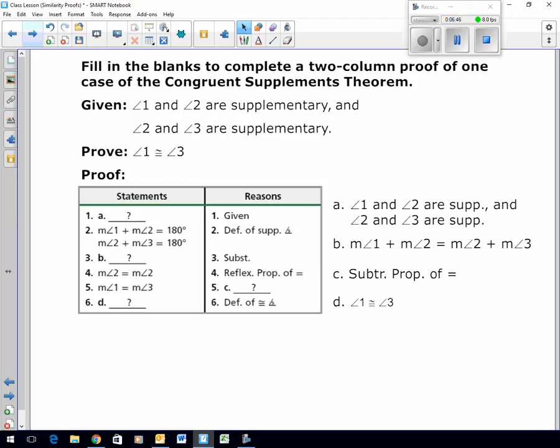Fill in the blanks to complete the two-column proof of one case of the congruent supplements theorem. Given that angles 1 and 2 are supplementary and that 2 and 3 are supplementary, I'm trying to prove that angle 1 is congruent to angle 3. Guys, this is what you'll see today. This is what it'll look like. Let's go through our logical reasoning. I told you you start with what? The given. Traylon, what is given here?